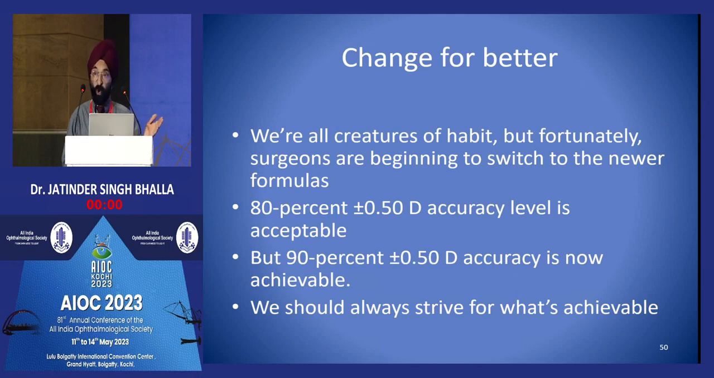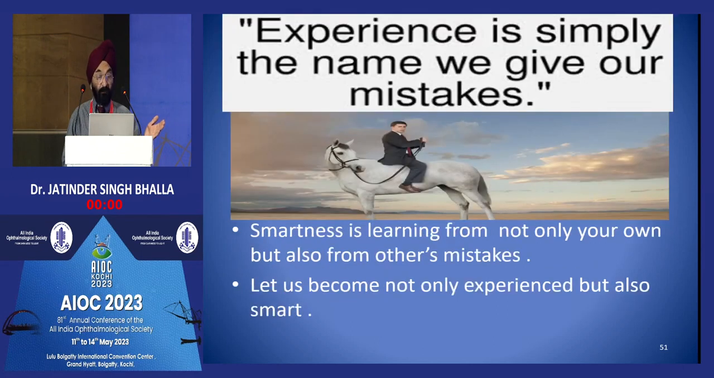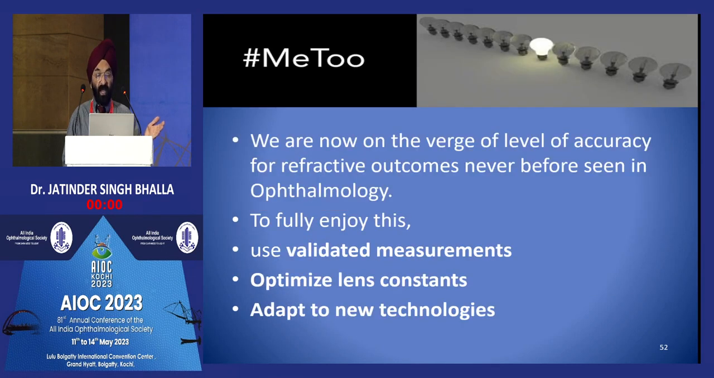So we should always strive for what is achievable and not settle for what is acceptable. Smartness is learning from not only your own but also from others' mistakes. So let us not only become experienced but also smart. And now we are on the verge of a level of accuracy for refractive outcomes never before seen in the field of ophthalmology. But to fully enjoy this, use validated measurements, optimize your lens constants, and adapt to newer technologies.